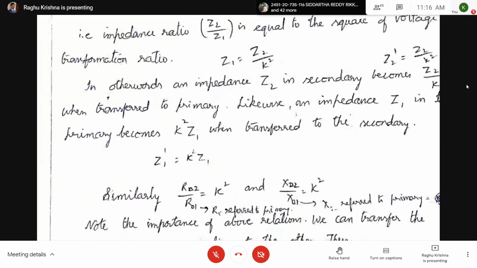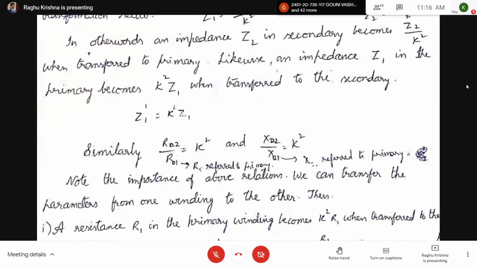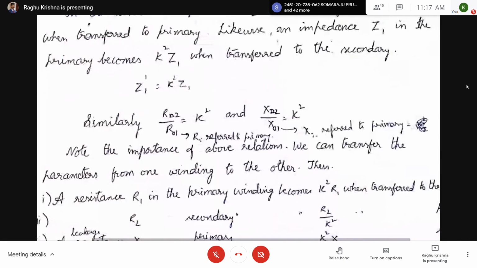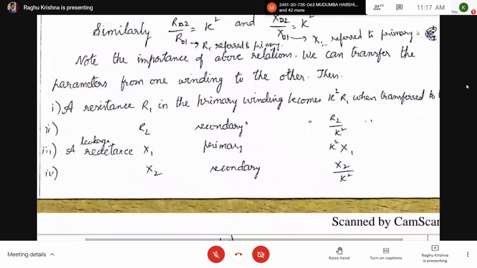Similarly, resistance can also be transferred. So here R02 by R01 is equal to K square. What is R01? R01 is the equivalent resistance referred to primary. R02 is the equivalent resistance referred to secondary. So here you can write down.